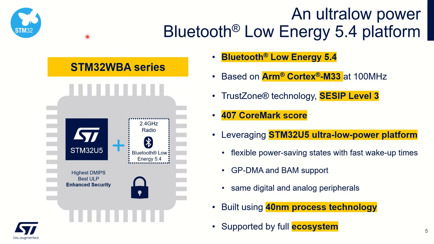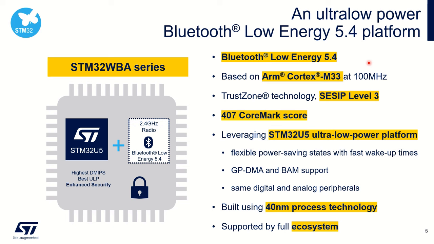So this new WBA series is an ultra low power BLE SoC solution. It is quite simple. We have reused the STM32U5 platform, which is best in class in terms of ultra low power and high performance microcontroller series, and we have added a low power 2.4 GHz radio on top. So overall, this product is BLE 5.4.